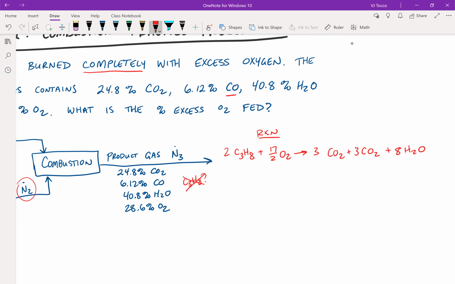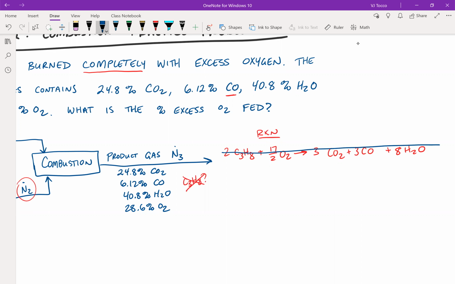O2, or 17 oxygens on the left, and 3 times 2 plus 3 times 2 plus 8 is, oh, wait a second. Oh, I see my mistake. This is CO, not CO2. 3 times 2 is 6, plus 3 is 9, plus 8 is 17. So this is a balanced chemical reaction, but once again, do not write your reaction this way.